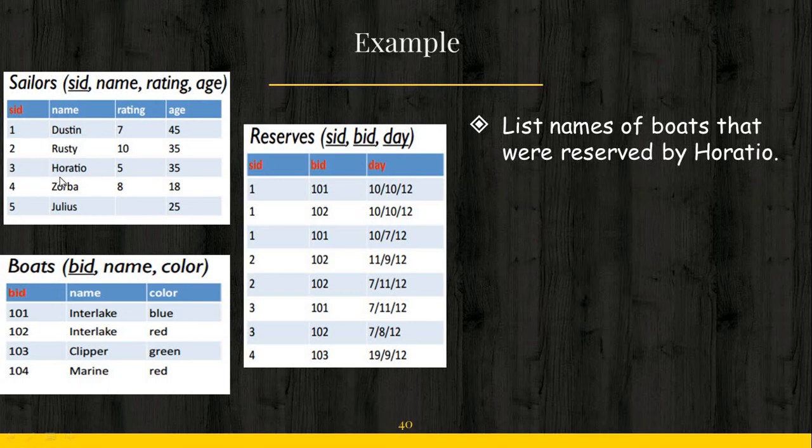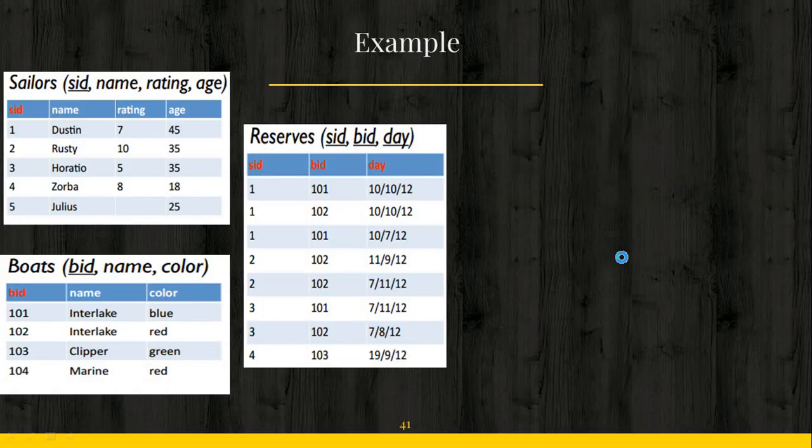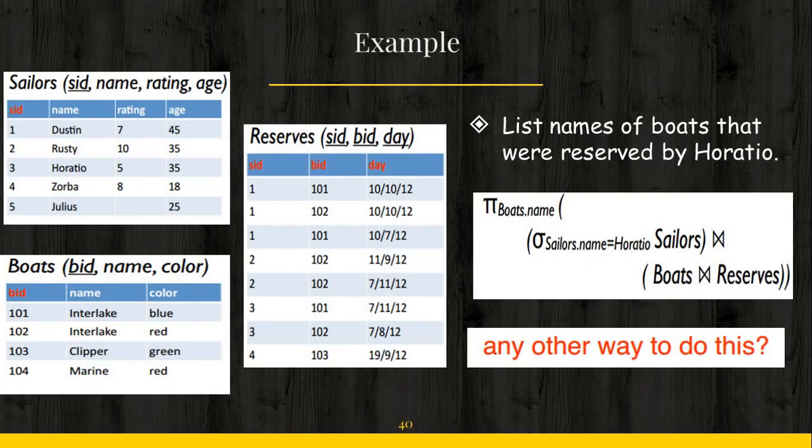Next, find names of boats that were reserved by Horatio. Horatio is the sailor's name, whose ID is 3, and from the reserves table I can see that 3 reserved boats 101 and 102, but we need to find out the boat names. So from the boats table I can say that 101 is Interlake and 102 is also Interlake. Moreover, I can do this algebra in other ways. So you have to practice this.